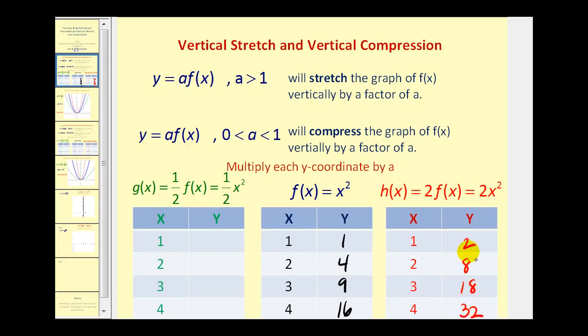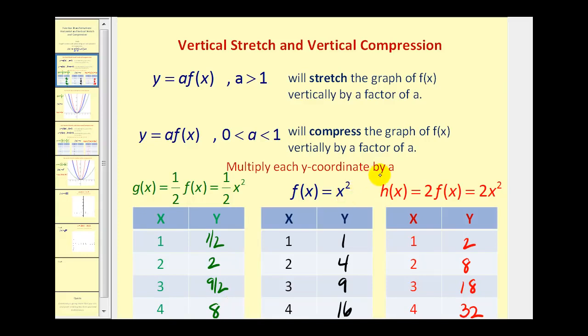And this would be a vertical stretch because notice for the same x coordinates, these y coordinates are much larger and therefore stretching it vertically. Now if we take a look at 1/2 times f of x, or 1/2 x squared, we can just multiply 1/2 times these y values to obtain 1/2 x squared. So we'd have 1/2 times 1, 1/2 times 4, 1/2 times 9, and 1/2 times 16. And notice for the same x values, these y values are less and therefore would compress the graph vertically.